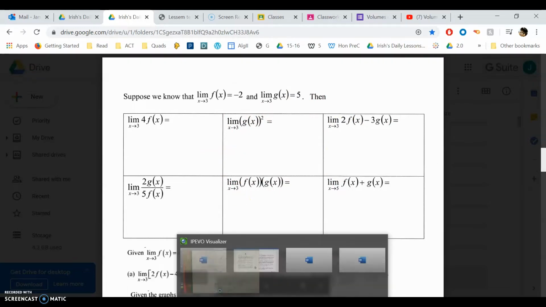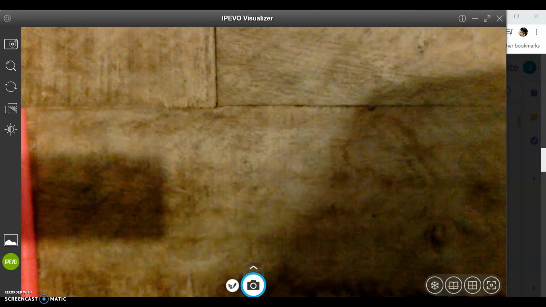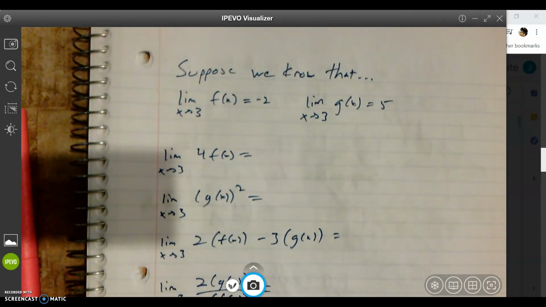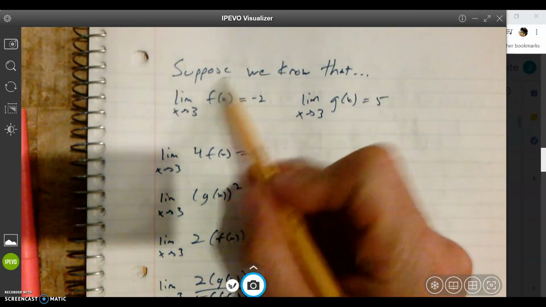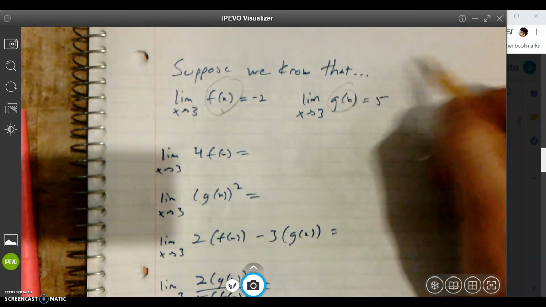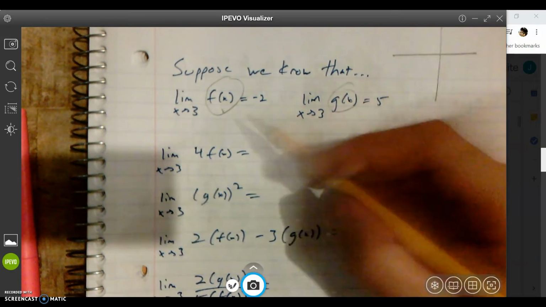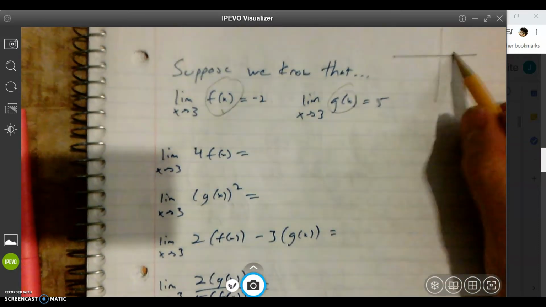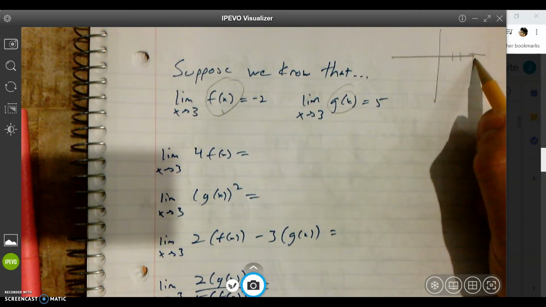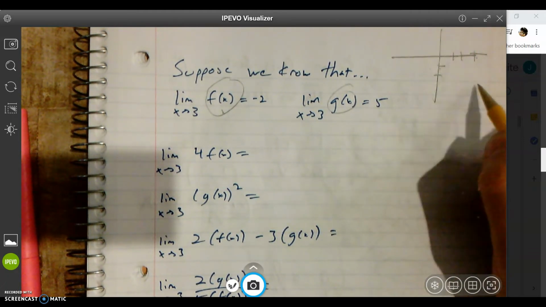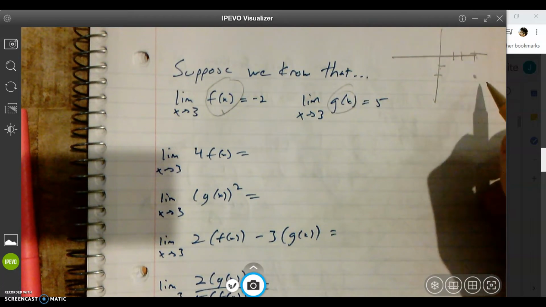Okay, so here we are. Bam. Let me get them down here. I wrote them down in my notes like so. Suppose we know that we have 2 functions here, f of x and g of x. f of x is some function, I don't know what it looks like. The limit of f of x as x approaches 3 is negative 2. So at x equals 3, the graph approaches negative 2.